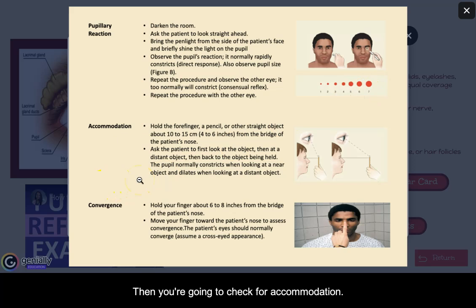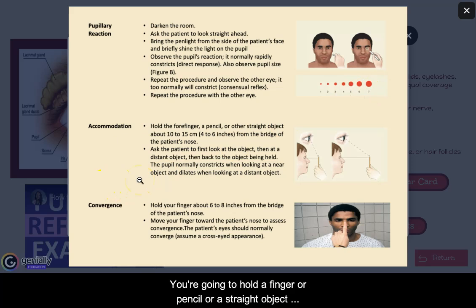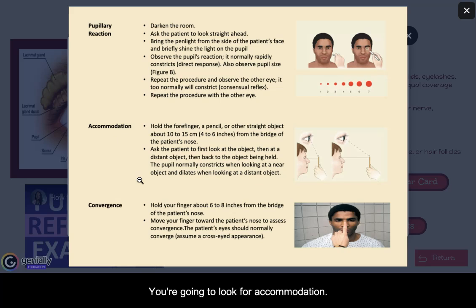Then you're going to check for accommodation. You're going to hold a finger or a pencil or a straight object 10 to 15 centimeters away. You're going to ask the patient to look at the object, right? And then you're going to move the object back and forth, and then up and down, sideways. You're going to look for accommodation. Make sure that their pupils are moving. You tell them not to move their head, just the eyes.